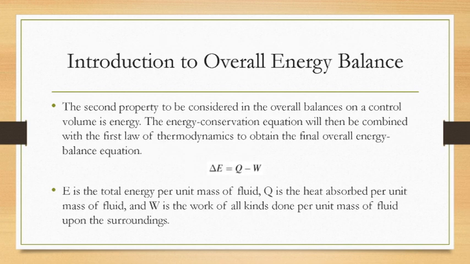It is important to also introduce ourselves to overall energy balances. The second property to be considered is energy. To follow this, we have to know the energy conservation equation, which is here: E is equal to Q minus W. E is the total energy per unit mass of fluid, Q is the heat absorbed per unit mass of fluid, and W is the work of all kinds done per unit mass of fluid upon the surroundings.